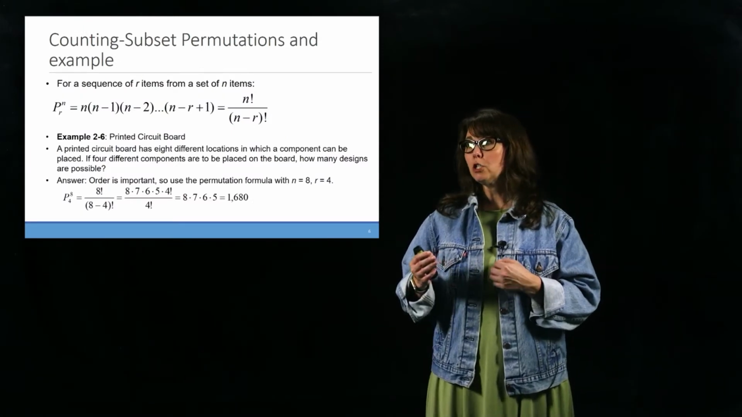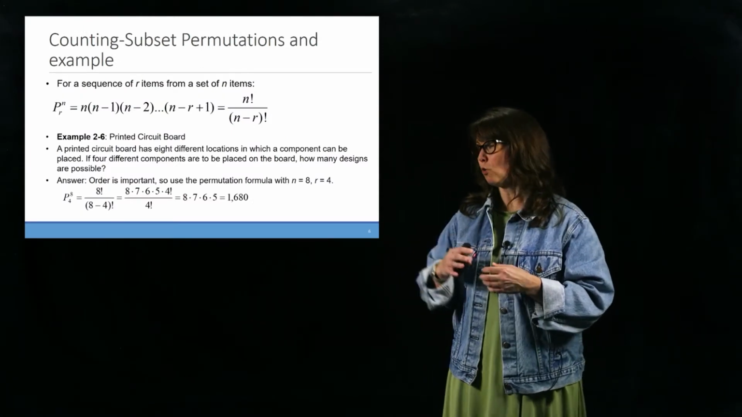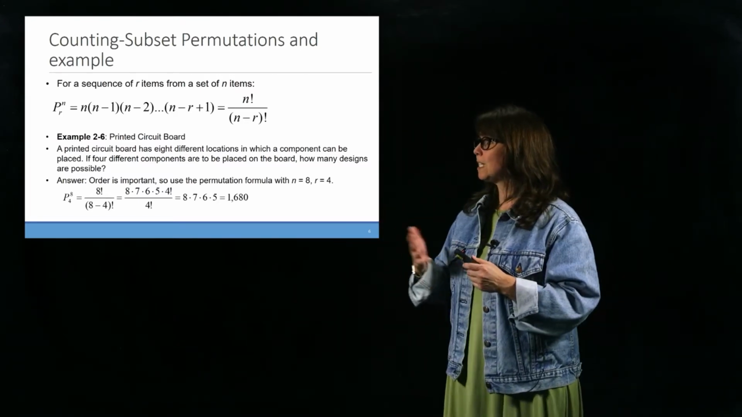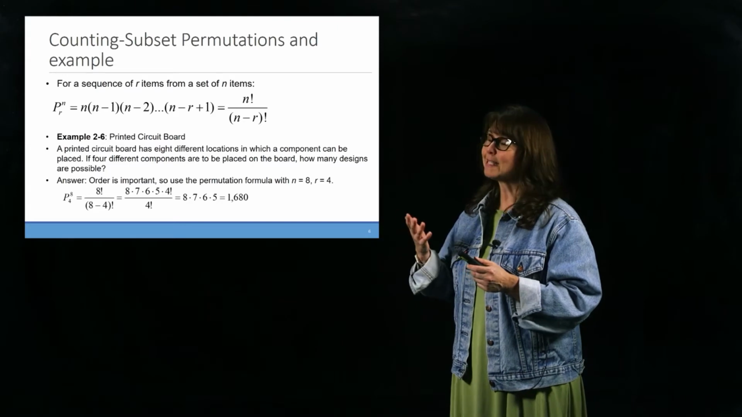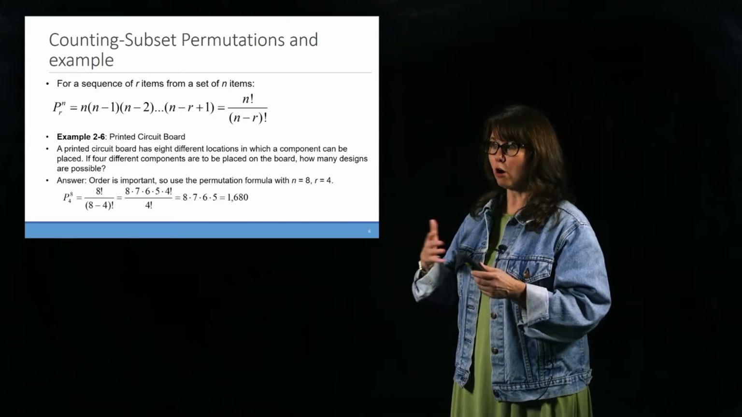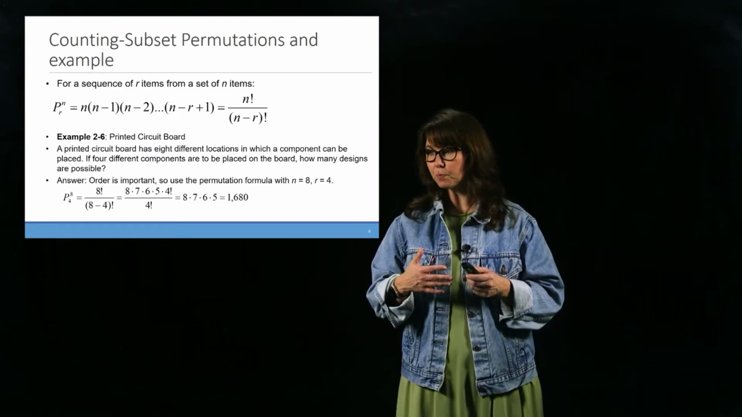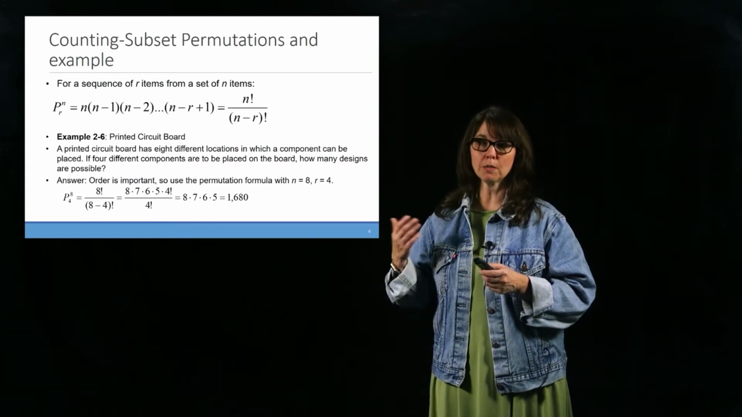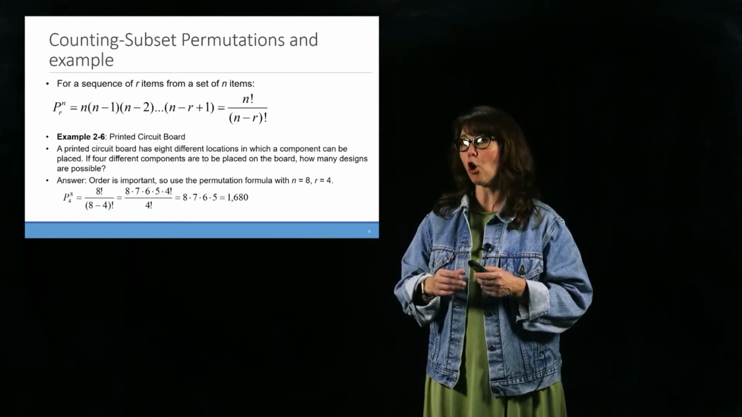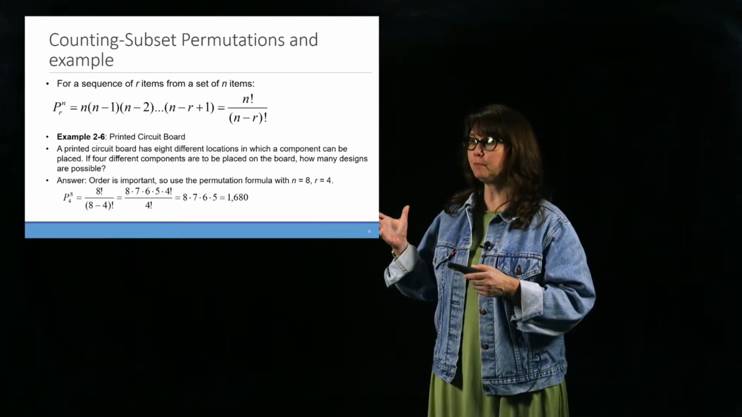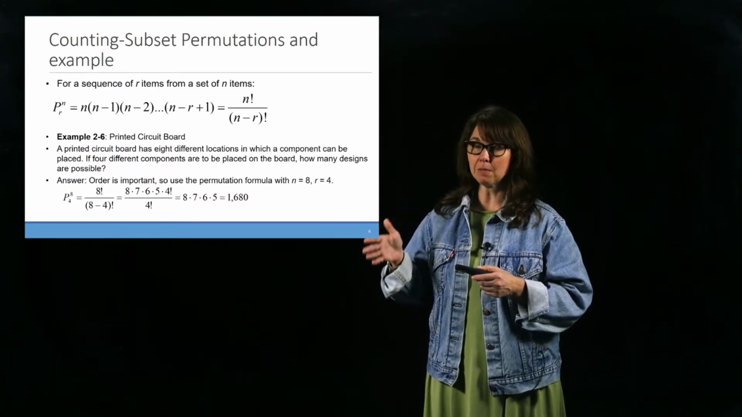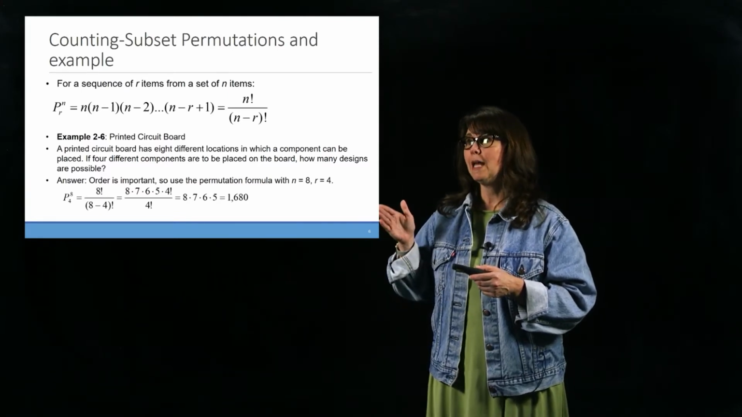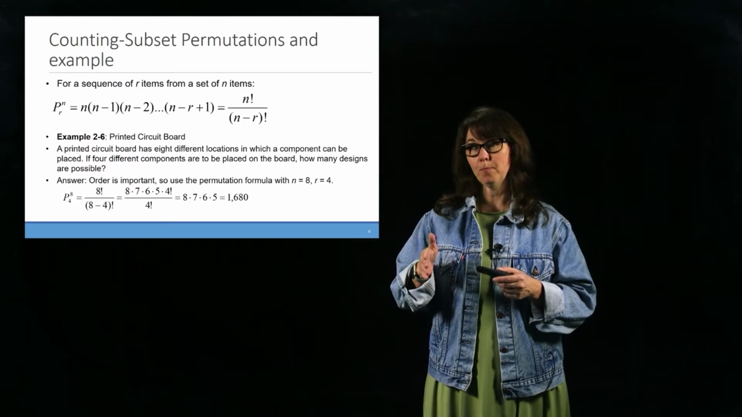Now, if we want to look at permutations in terms of subsets, for a sequence of R items from a set of N items, so R is obviously going to be less than N, we're looking at the permutation, that P(N,R), is the permutation of N things taken R at a time. And that is just going to be N times N minus 1, still the factorial, N minus 2, all the way down to N minus R plus 1.